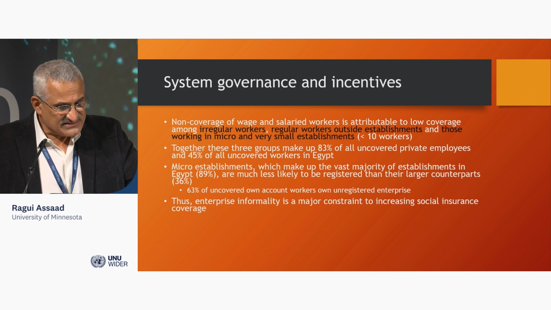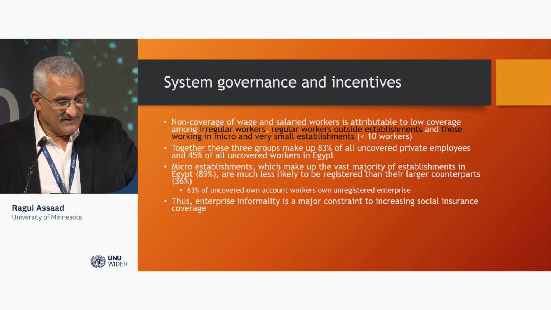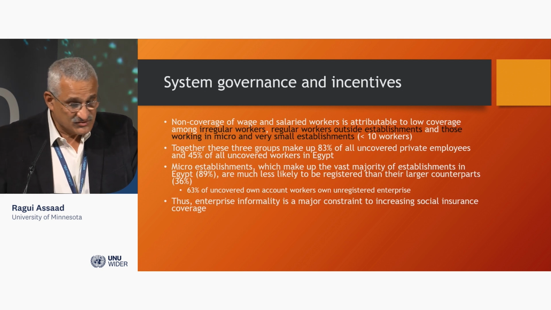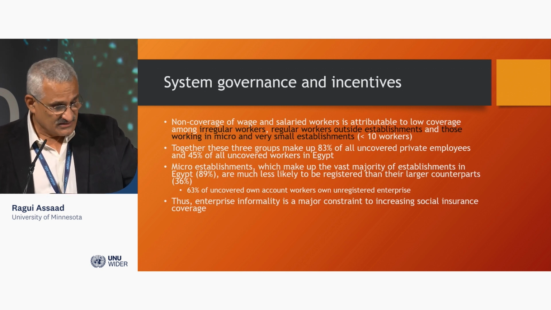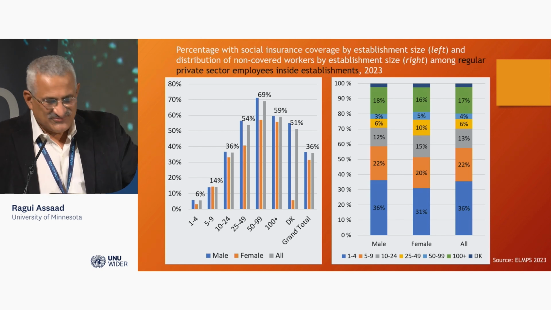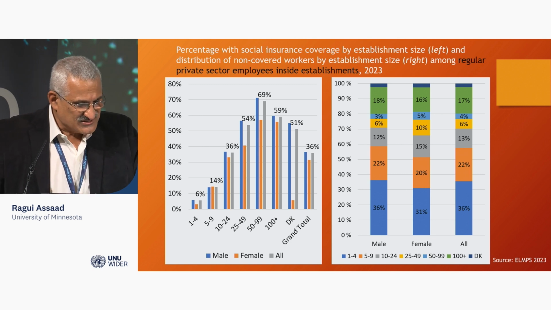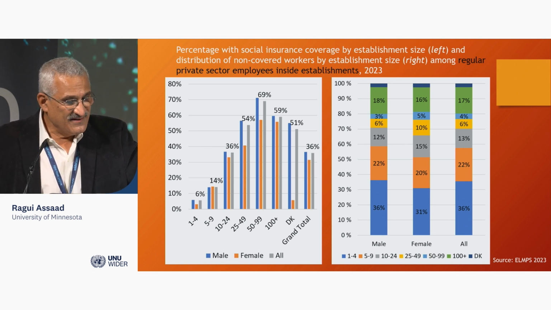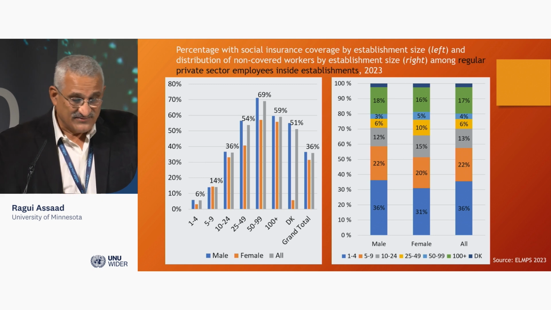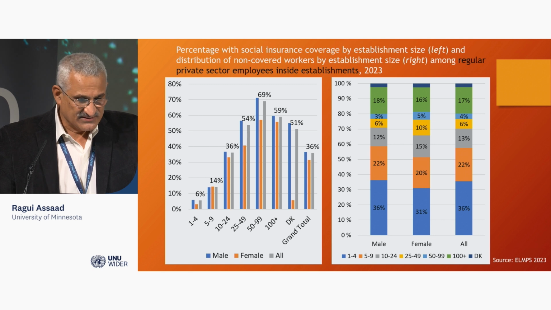And micro establishments make up the vast majority of establishments in Egypt, 89%, and they are much less likely themselves to be registered than their counterparts. So the enterprise informality is a major constraint to increasing social insurance coverage. Now, I think I have 2 minutes, so I'm going to skip that graph. But anyway, it just shows you that rates of coverage are very strongly related to the size of the establishment, and the vast majority of uncovered workers are among these very micro and very small establishments.